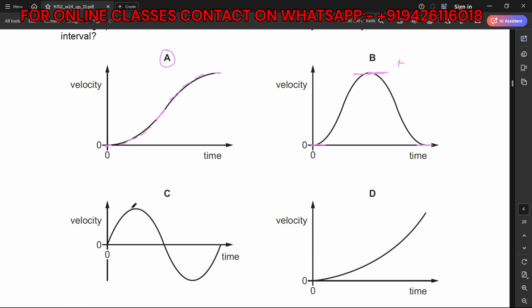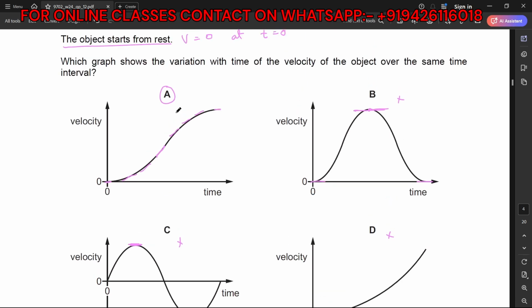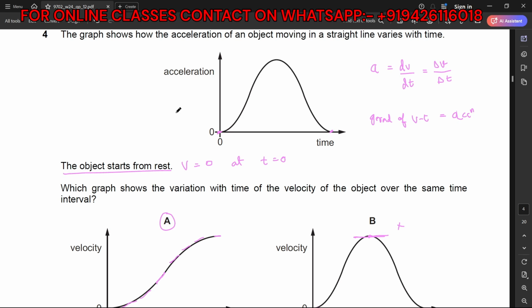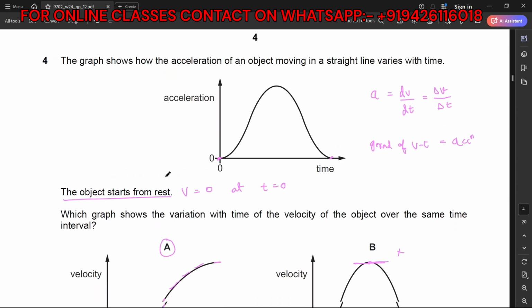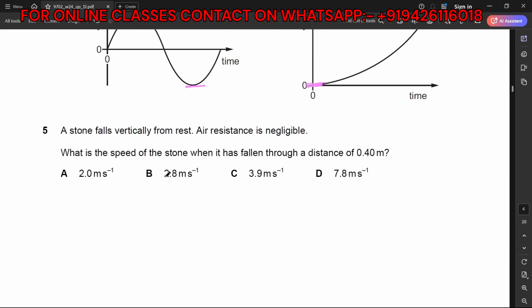For C, there is acceleration equal to 0 over here and over here because the gradient of the Vt graph in both cases is 0, which is again not the case. And for D, we can see that clearly initially acceleration was 0, or the gradient of the Vt graph was 0, but then it keeps on increasing, increasing, increasing. So even this is not a possibility. So the only answer that we have for our question 4 is option A. I hope it has given you some idea of how to solve this kind of graphical question.